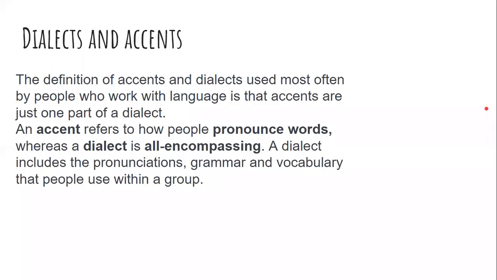Also, the differences between dialects and accents. So we know that now dialects are smaller than languages. And the main difference with accents is that an accent is how people pronounce the words from a dialect. Okay? How people pronounce words from a dialect. And the dialect is all of those things, all encompassing.